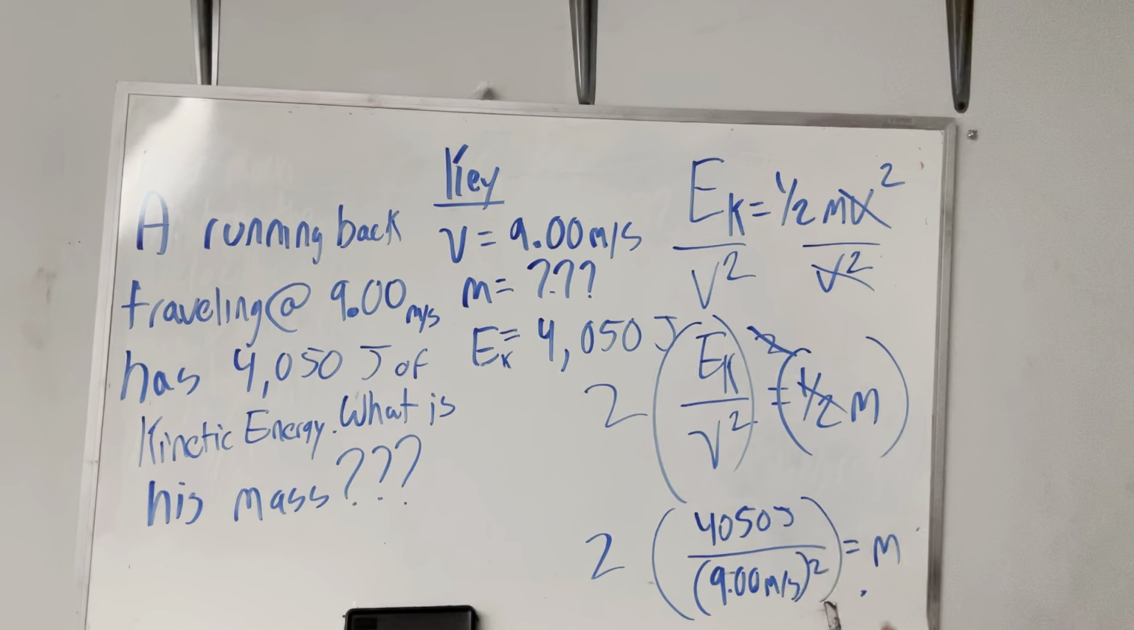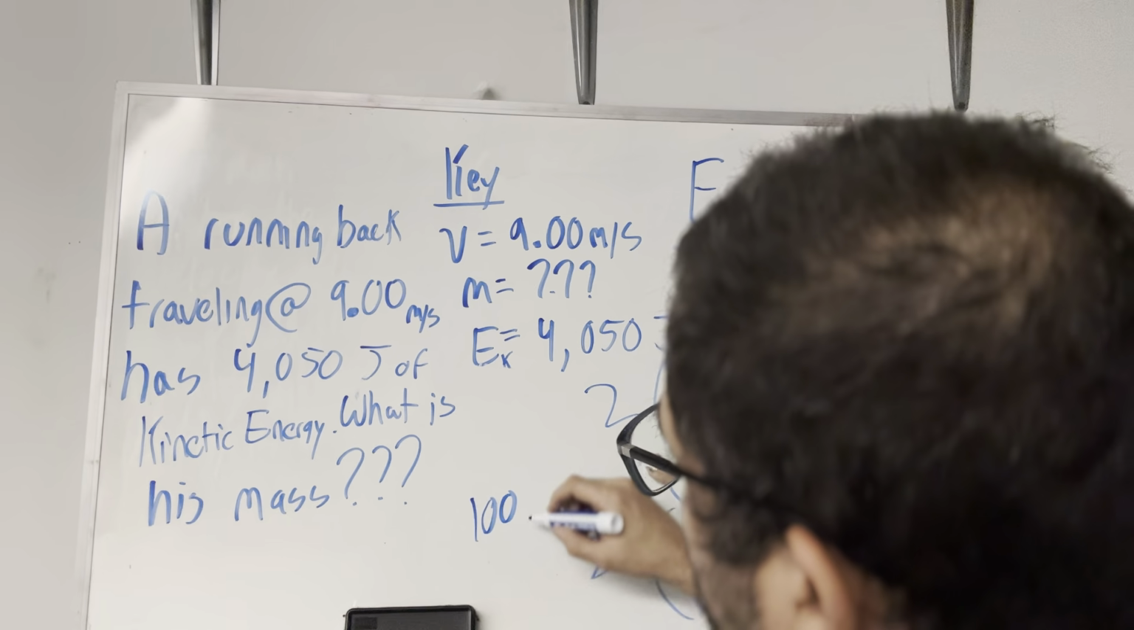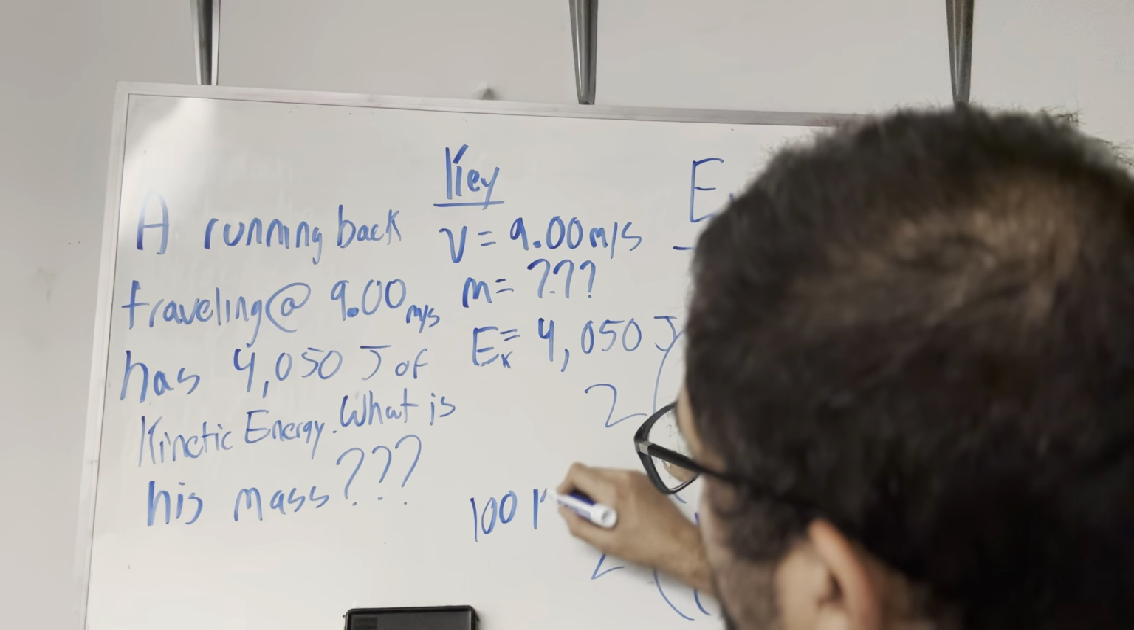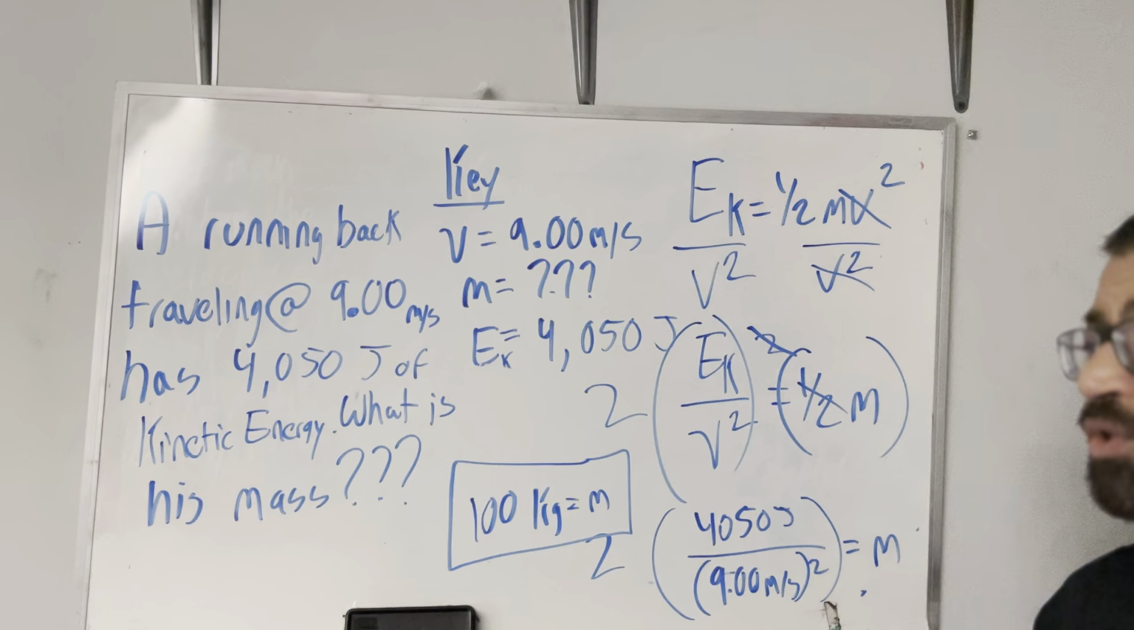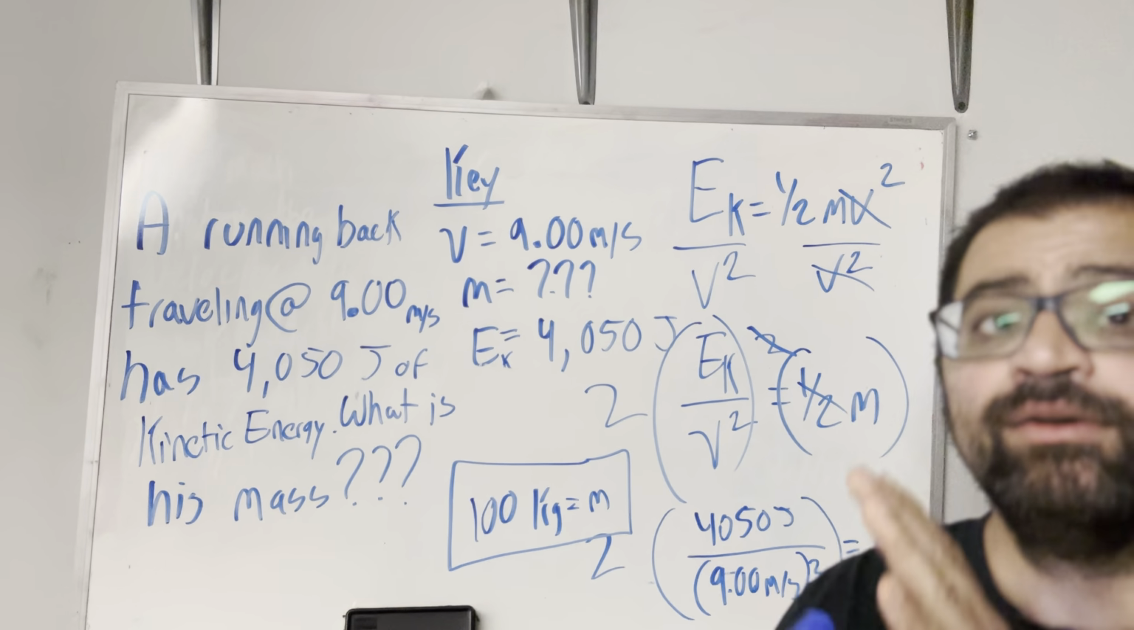And so obviously that's going to be 81, and you're going to do 4,050 divided by 81. You're going to double that, and you're going to end up with an answer of 100 kilograms equals your mass. So those are the 3 different ways in which we can work with this formula for now.